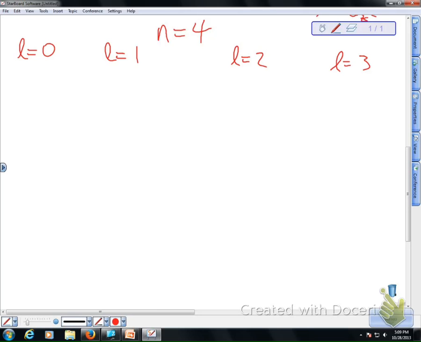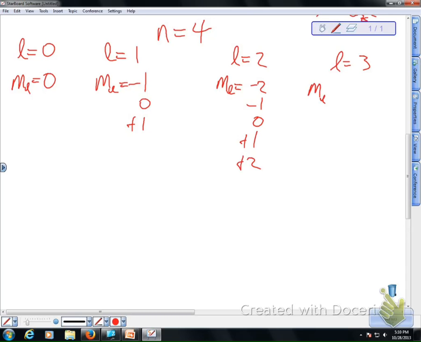Okay, now that you've got that, hit pause and tell me what your M values are for each one of these L's. Hit pause and go. Alright, you should have gotten M equals 0 here. For L equals 1, M equals -1, 0, +1. For L equals 2, your M values are -2, -1, 0, +1, +2. And finally, when L equals 3, M is -3, -2, -1, 0, +1, +2, and +3.